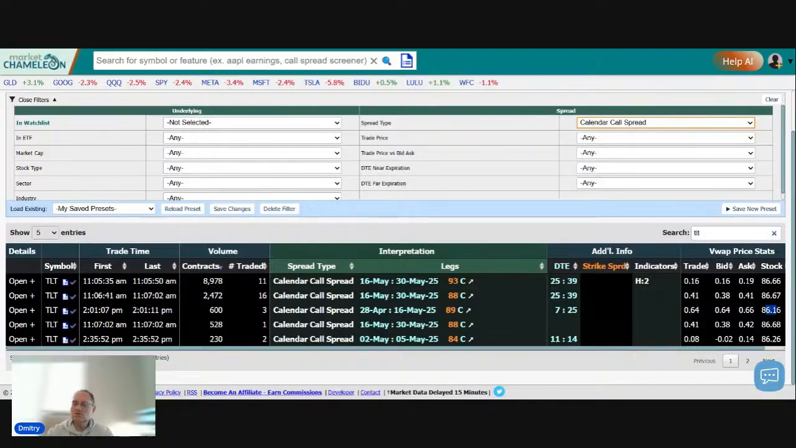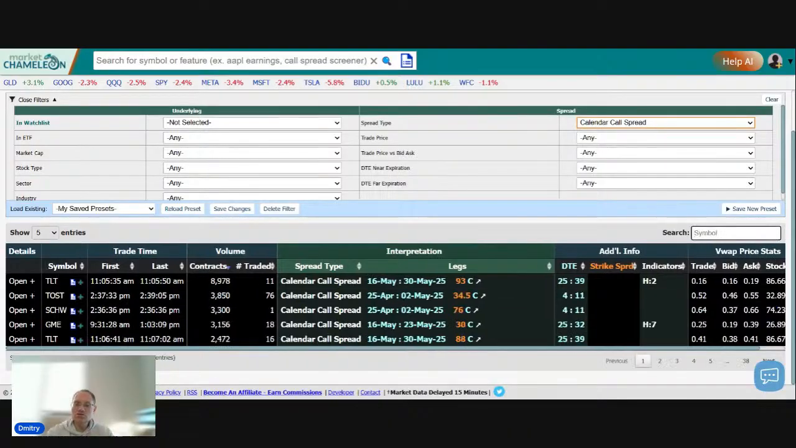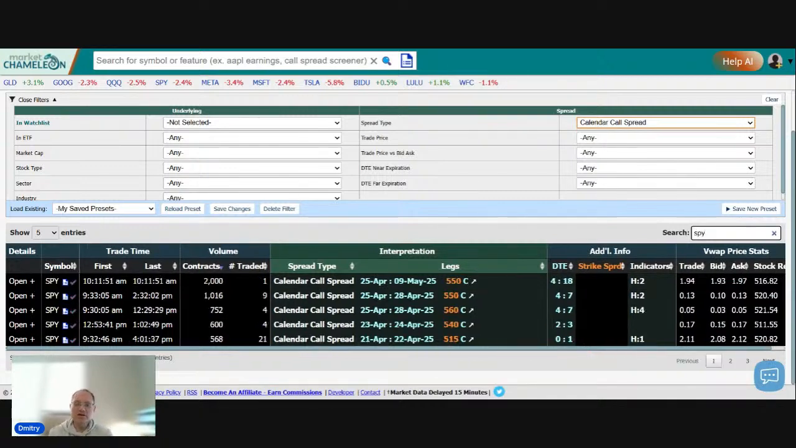And if you wanted to change the symbol, let's say we're looking for, I don't know, SPY. So now we have all the SPY calendar spreads that we detected. You could see the top one, 2,000 contracts, was the April 25th, May 9th, 550 call. This has 4 days and 18 days to expiration, and that traded at $1.94 with the stock at 516.82.